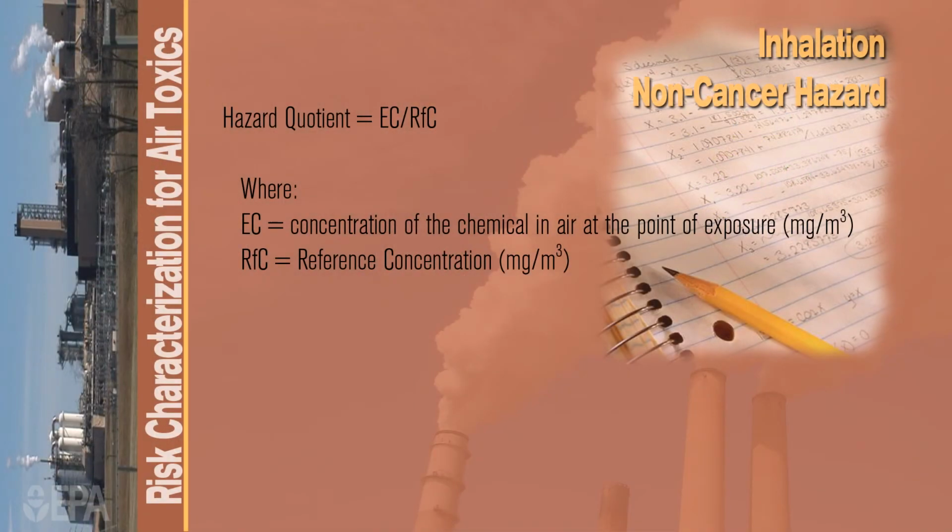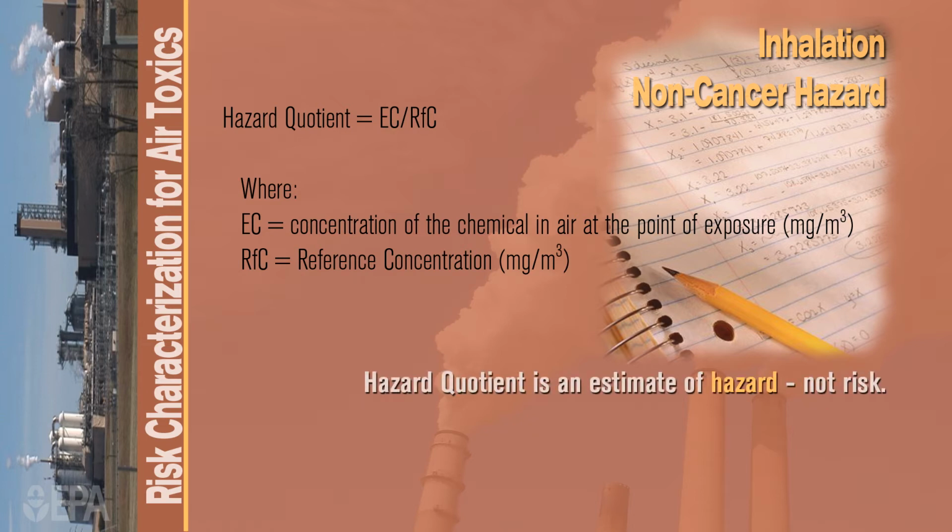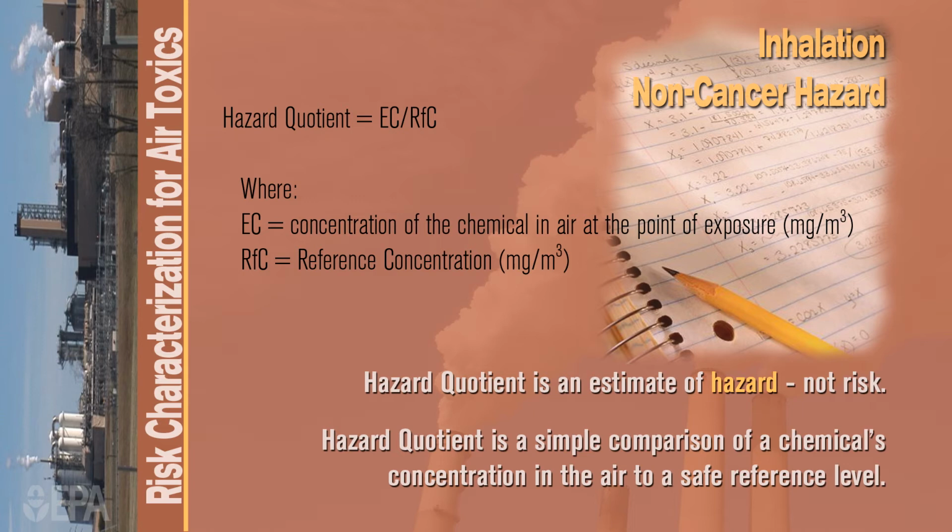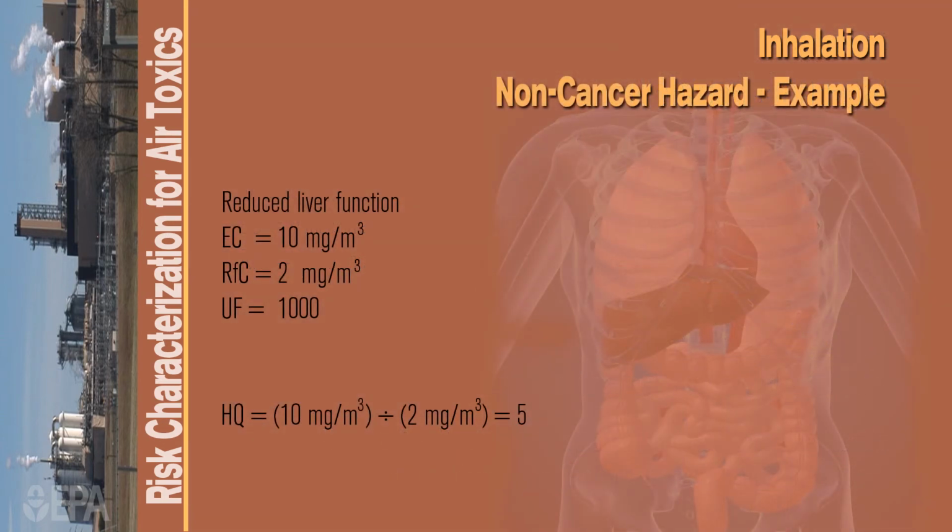We calculate the inhalation non-cancer hazard in a similar way to how we do cancer risk, except that we divide the concentration of the chemical in air by the reference concentration. Note that the units in the formula shown here are commonly given in milligrams per cubic meter. So the answer you get is called a hazard quotient, because it is a quotient that is an estimate of hazard. The hazard quotient is a simple comparison of a chemical's concentration in air to a safe reference level. Let's see an example. In the formula shown here, we calculate the non-cancer inhalation hazard of chemical X, which causes liver toxicity, by dividing the concentration in air or exposure concentration by a reference concentration, which is a level in air considered safe to breathe.